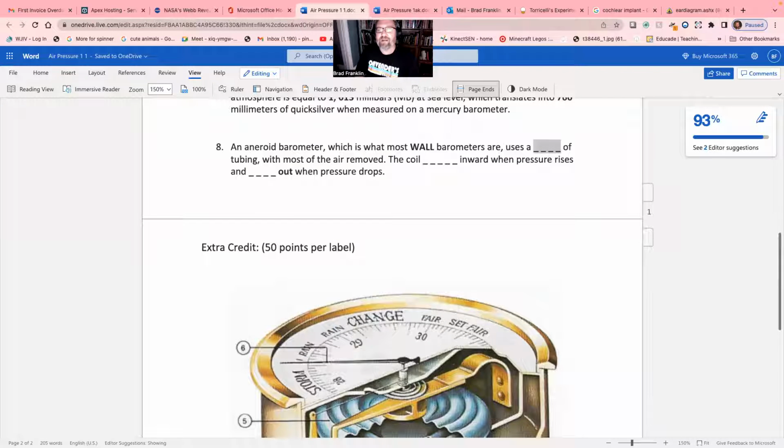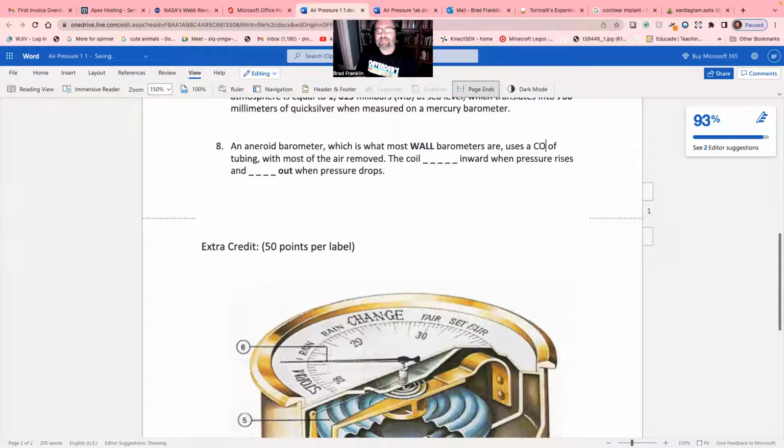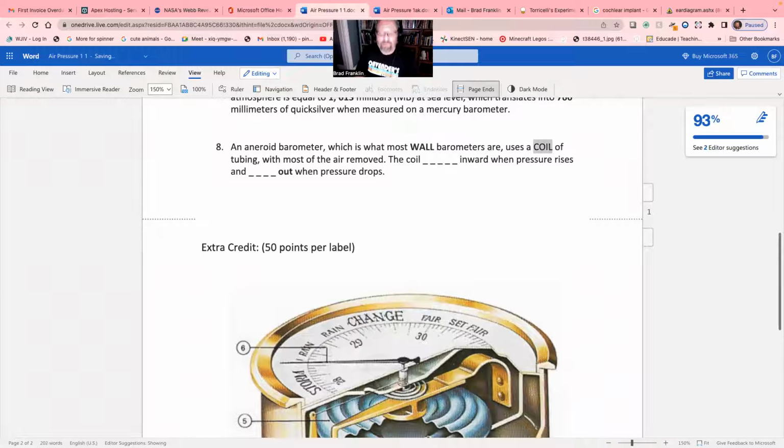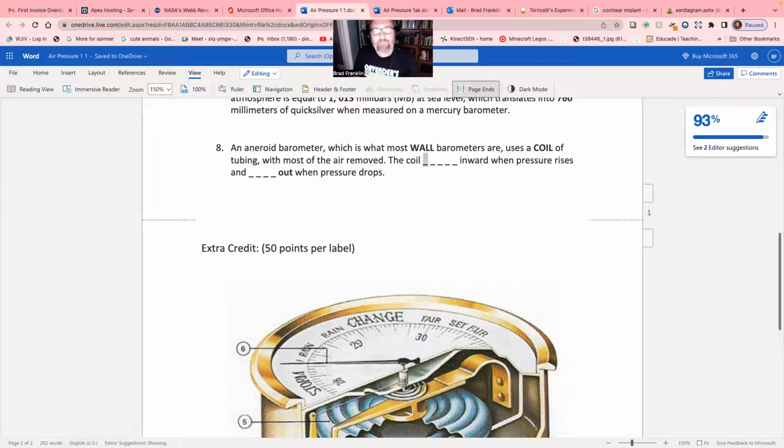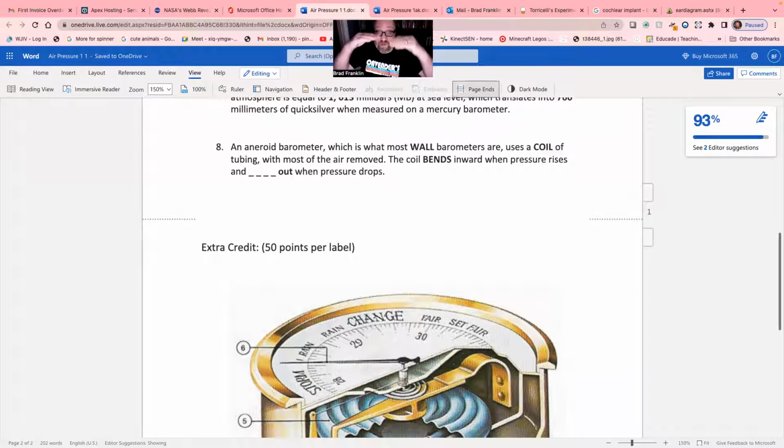And there it is in that second sentence. See, it's C-O-I-L. I want to go to bold. There you go. Coil of tubing with most of the air removed. Remember what it's called when you have most of the air removed or all of the air removed? Evacuated. Good job. Okay, the coil bends inward when pressure rises, right? Because the pressure pushes down on it, because there's nothing inside of it.